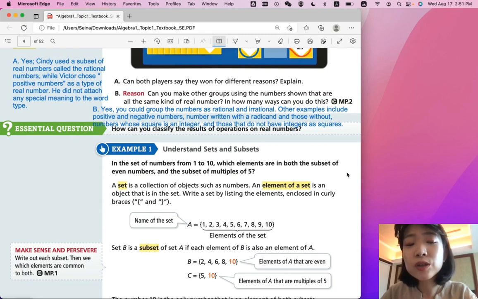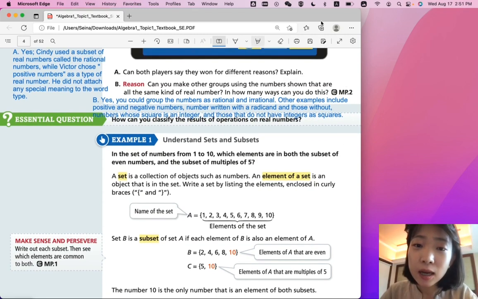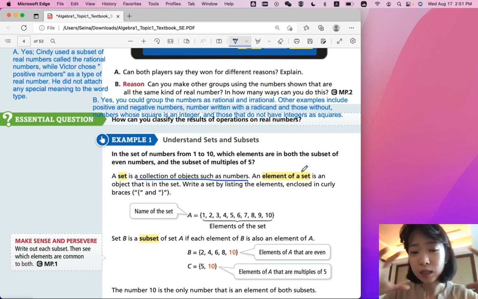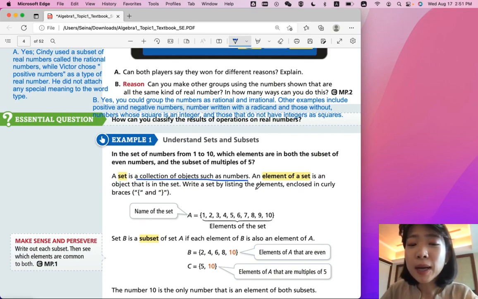So it includes even numbers, and it also has to be multiples of 5. By definition, a set is a collection of objects such as numbers. Okay, it's a collection of things. An element of a set is an object, one object that is in the set. Write a set by listing the elements enclosed in curly braces.